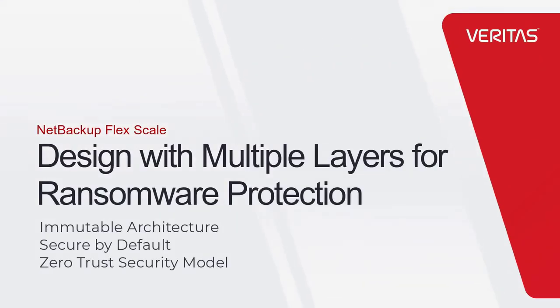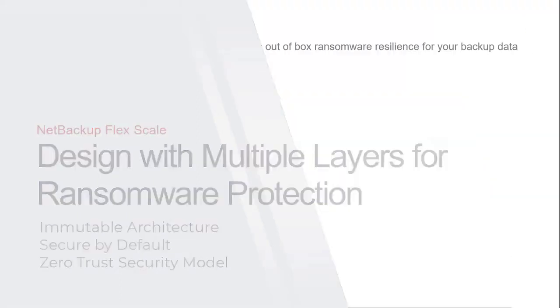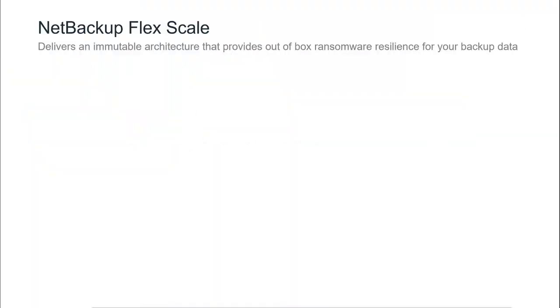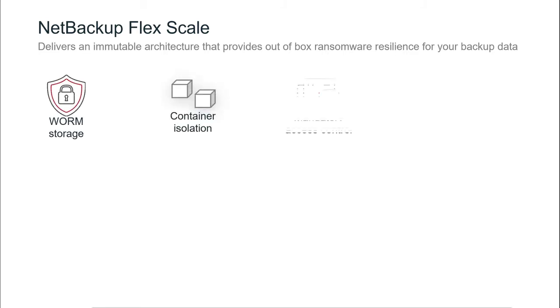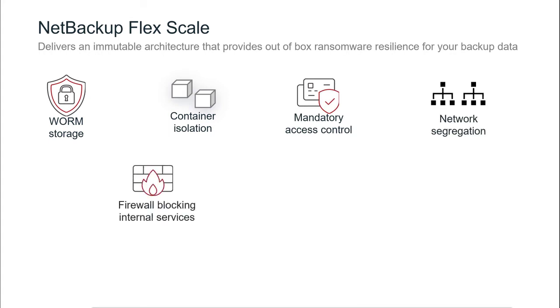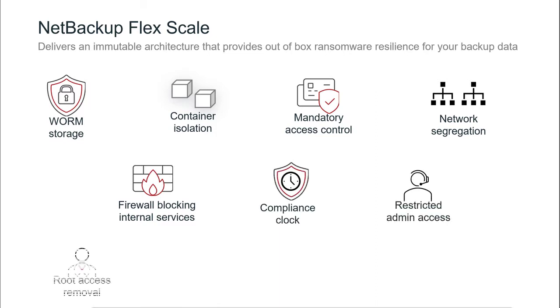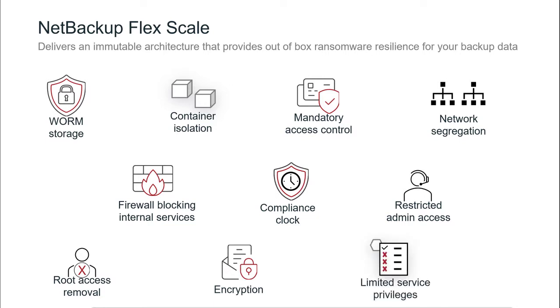NetBackup Flex Scale was designed with multiple layers of security enhancements to protect your backup environment from a ransomware attack. There are many security hardening enhancements, including container isolation, mandatory access control, network segregation, firewall blocking of internal services, compliance clock, restricted admin access, root access removal, and encryption, to name just a few.